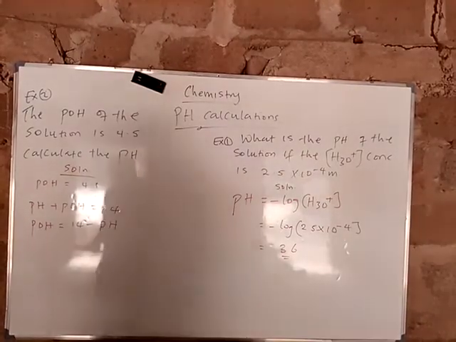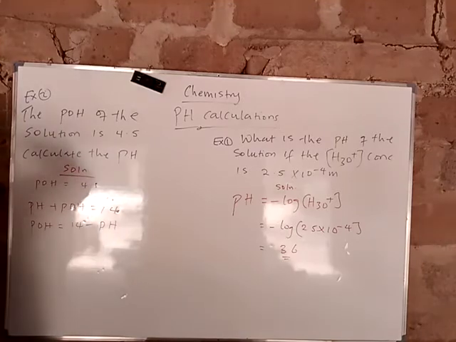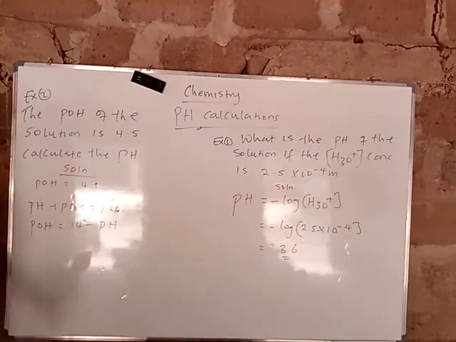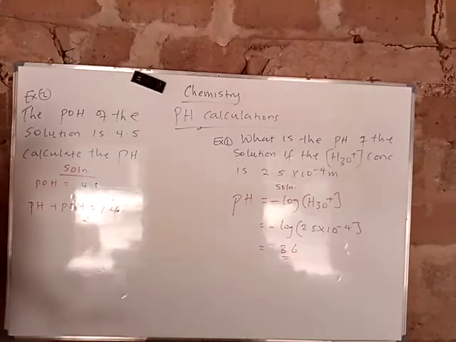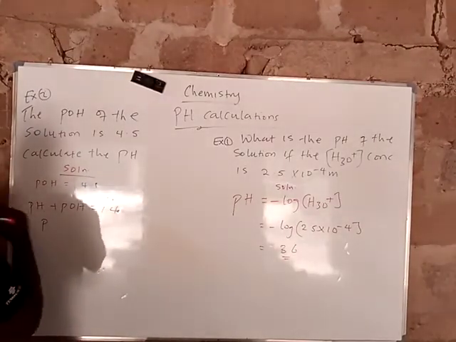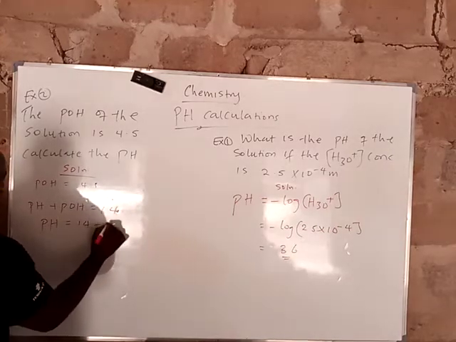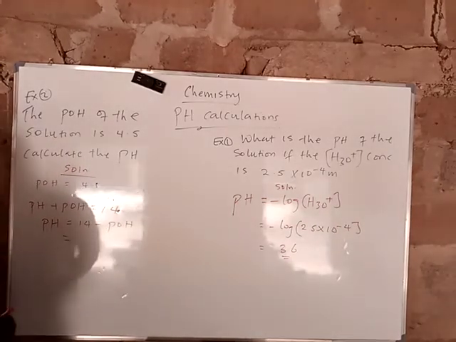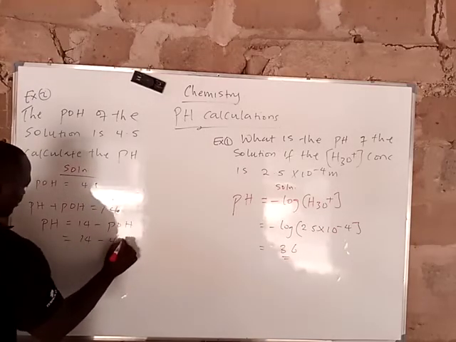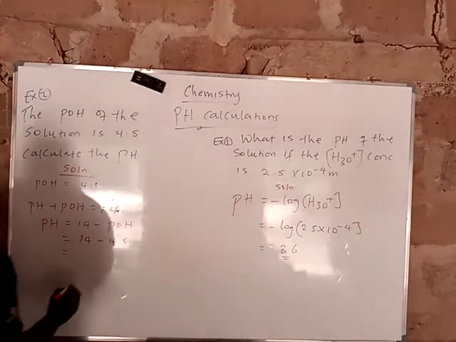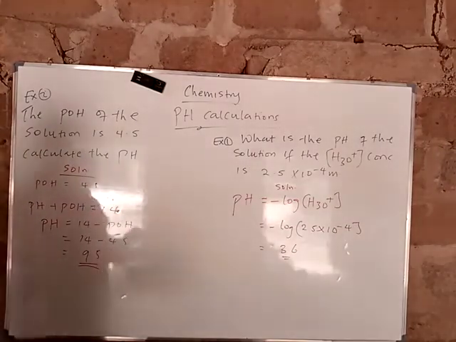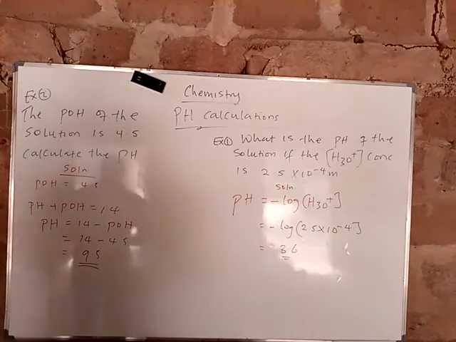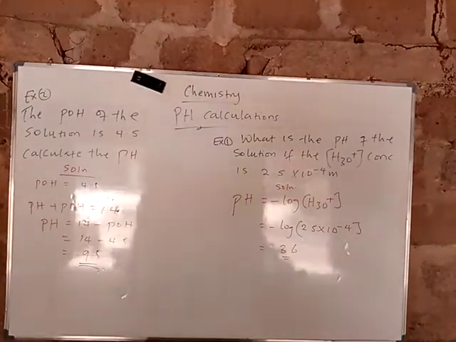So sorry, I made a mistake here, a very huge mistake. Don't be angry. The pH is what I am to calculate, right? So that means the pH is 14 minus pOH, and that will give you 14 minus 4.5. This will give you an answer of 9.5. I want to start with the easy ones so that by the end of the video, I will go to the more confusing ones. Thank you. Now let's go to the next example.